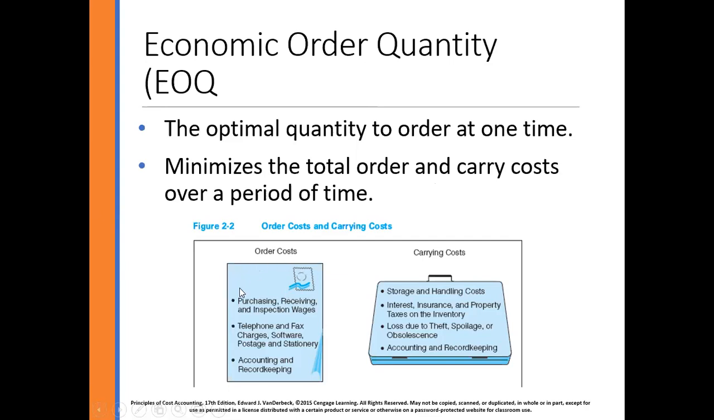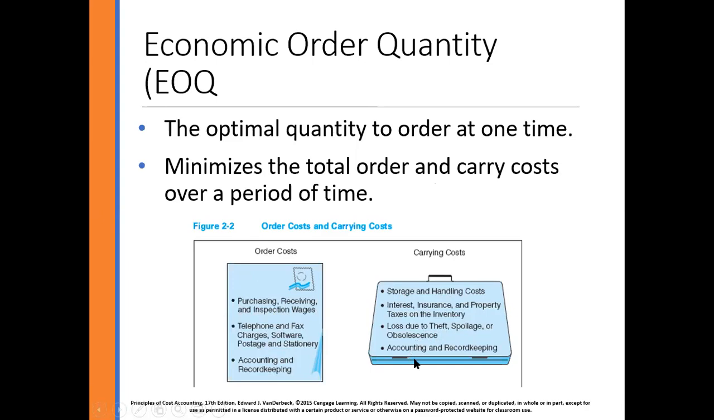So when we think about some of those order costs, we think about purchasing, receiving, and inspection, wages, telephone and fax charges, software, postage, and stationery, accounting and record keeping. When we think about some of the carrying costs: storage and handling cost, interest, insurance, property taxes, theft, spoilage, obsolescence.